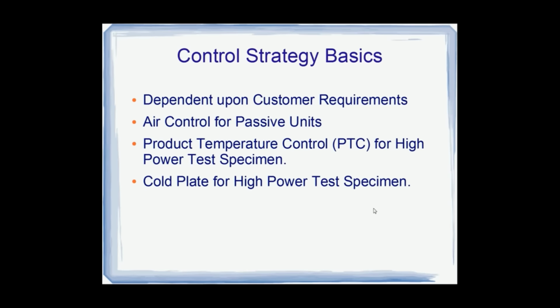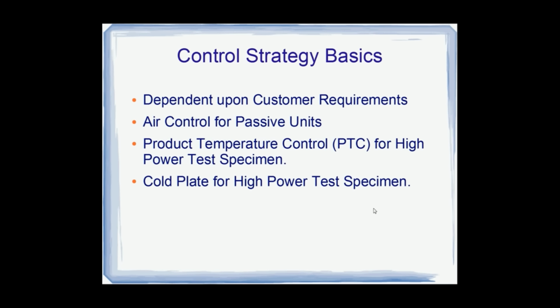Now we are going to discuss control strategy basics. When I say control, I'm talking about thermocouple control location. Ultimately, it's dependent upon your customer requirements, where your customer wants you to put your thermocouple. But typically, for passive units, you would use air control, and for high-powered or high-output test specimen, you would use product temp control. Product temp control is the placement of a controlled thermocouple on the unit itself.